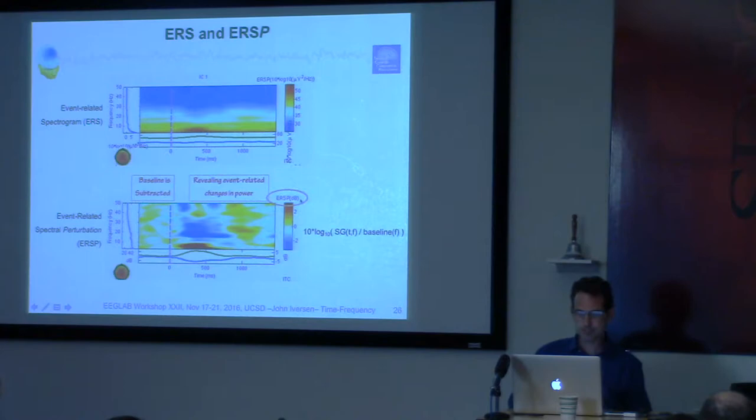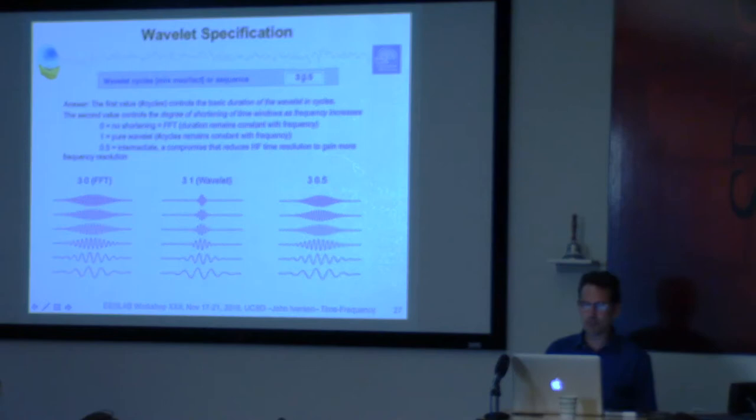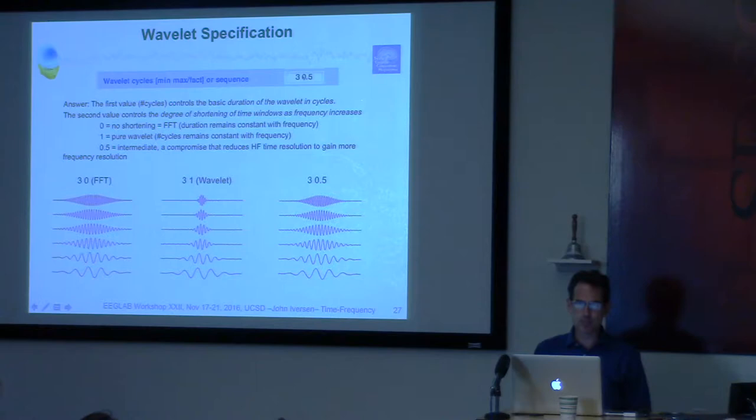Okay, one little practical thing. In these time frequency transforms, I think this is the parameter that confuses the most beginners. There are two numbers that you specify for the wavelet cycles. The first number is the number of cycles in the basic wavelet. And the second number is the extent to which the time window is shortened with increasing frequency. So 3-0 would be an FFT, or a short time Fourier transform, where there's no shortening of the windows. That's what I showed you before.